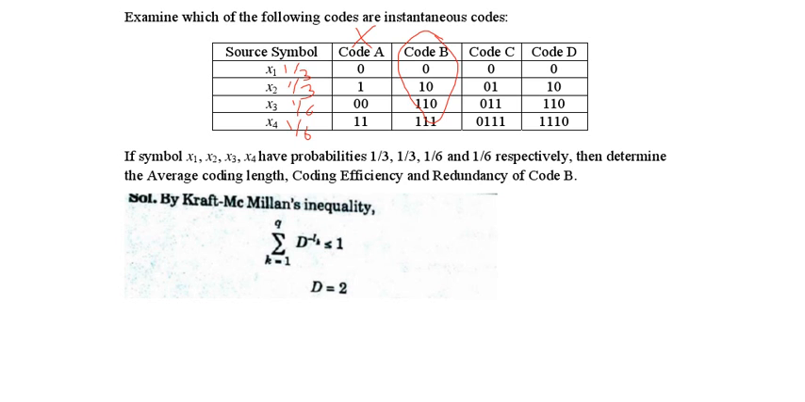And coming to code C, at first itself it was failing. So x1 is represented by 0 and 0 is a prefix to all other code words. So undoubtedly this code also won't satisfy the prefix condition. And coming to the last code D, it is also satisfying the prefix condition because no code word is a prefix to other code words. 0 is not a prefix to any other code word. 10 is also not a prefix of any other code word. 110 also is not acting as a prefix of any other code word. So code D will be satisfied, and code B also will satisfy the prefix condition.